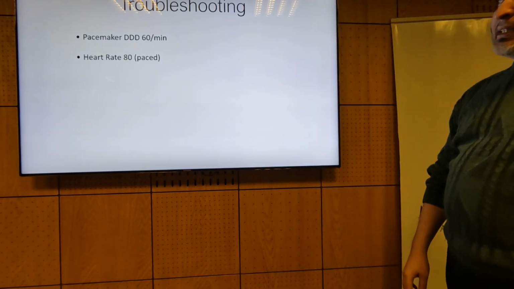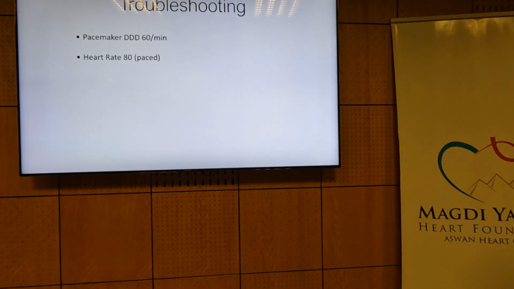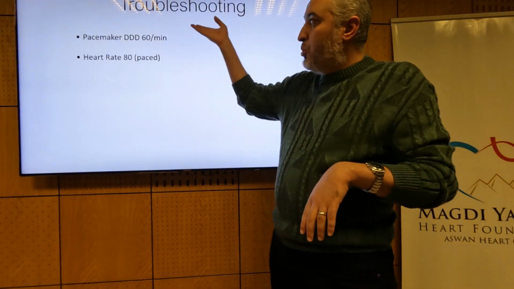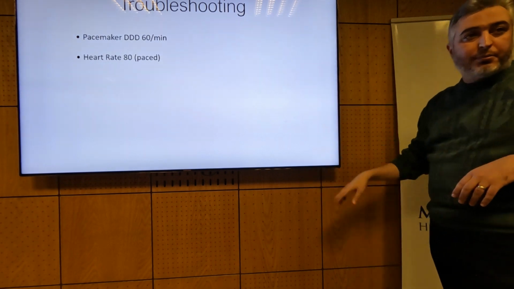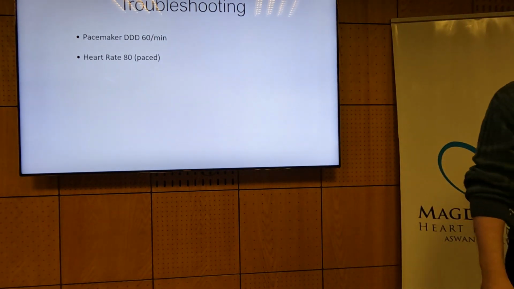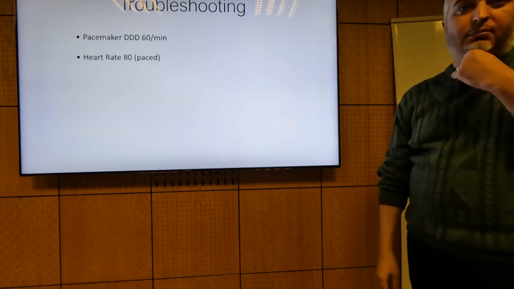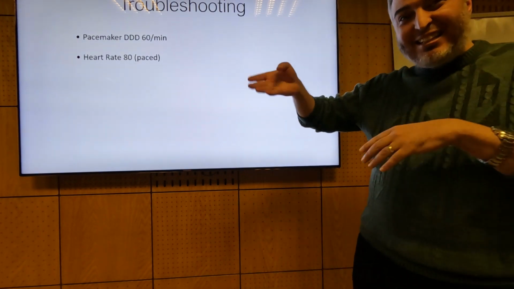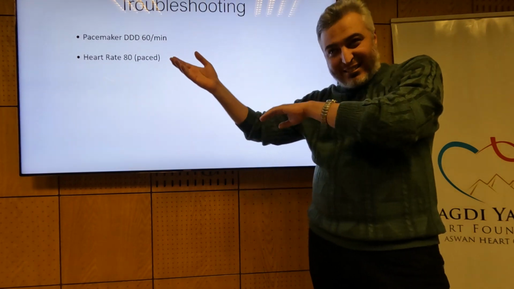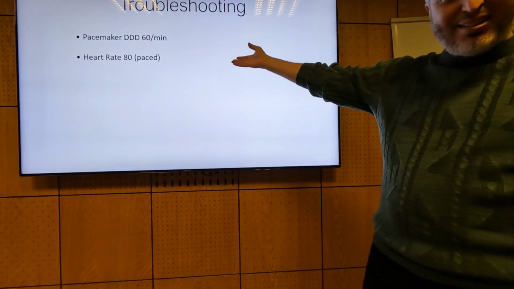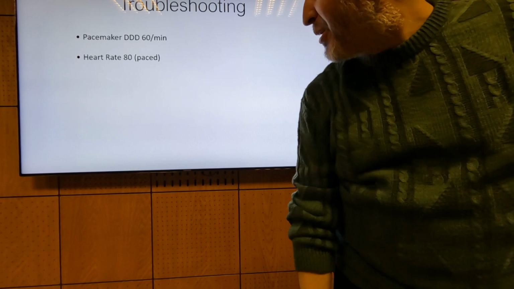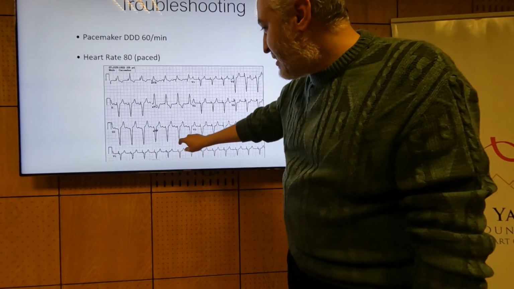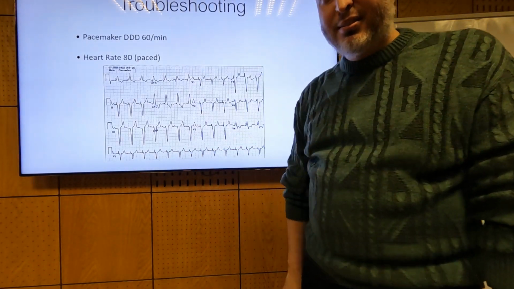So DDD at 60, yet the heart rate is 80 and paced. So the pacemaker keeps pacing at a rate of 80, although you've put it on 60. What's the problem here? Actually, there's no problem. The atrial rate is 80, so atrial sensing triggers ventricular pacing. DDD is working normally. You're just not aware. Okay? So here, atrial sensing triggers ventricular pacing.